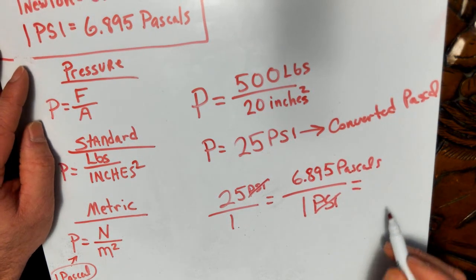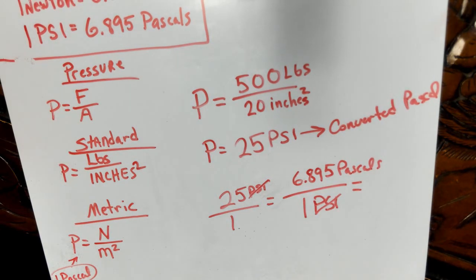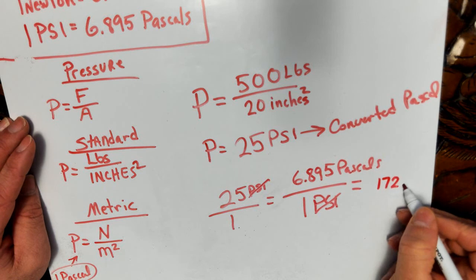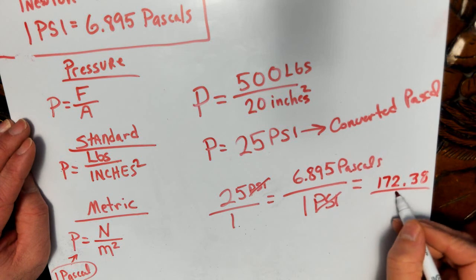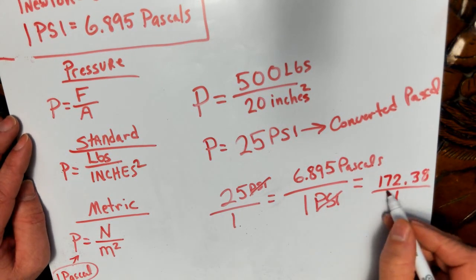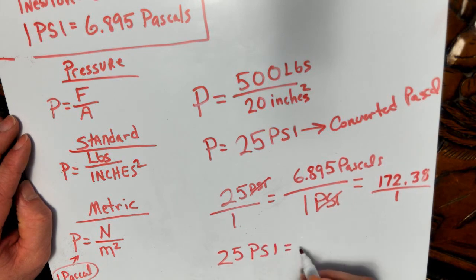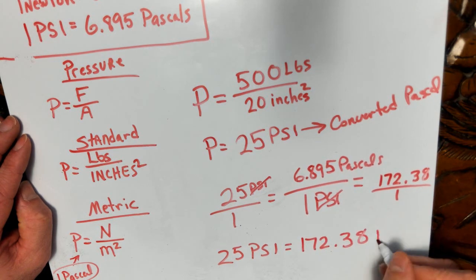Okay? So now, 25 times 6.895, we'll grab us a calculator, is 25 times 6.895, which equals 172, I'm just going to say 38. I rounded up. Divided by 1 times 1 is 1. So there's our answer. 25 PSI is equivalent to 172.38 pascals.